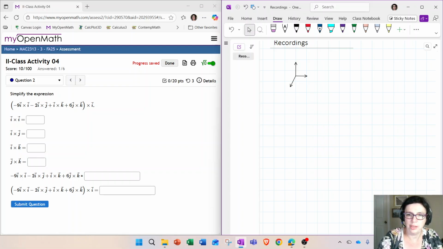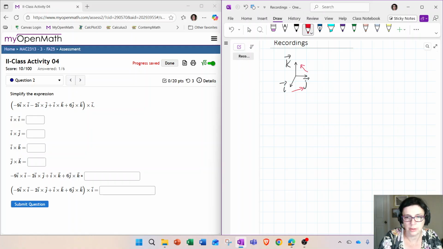So imagine that this is vector i, which is length of 1. Then this is vector j, length of 1, and its direction is the same as the positive y-axis. And then this is vector k. Now imagine going from i to j to k in a counterclockwise way.